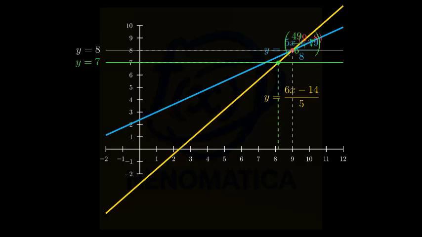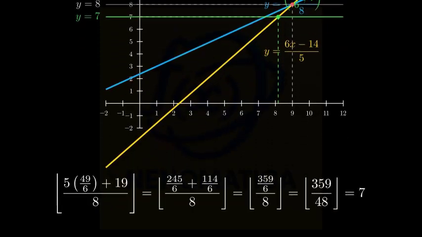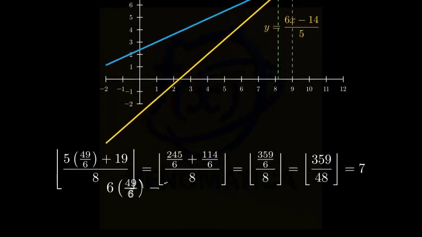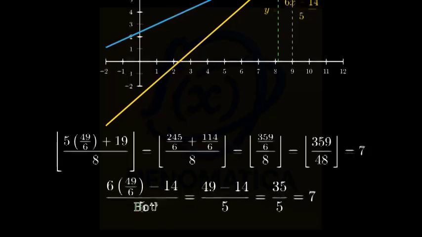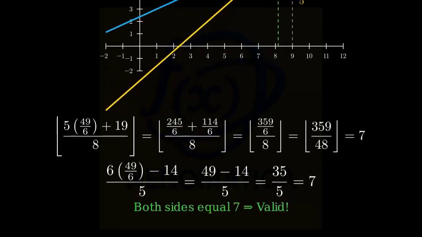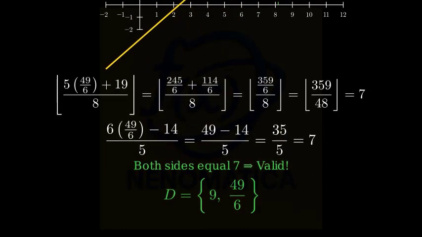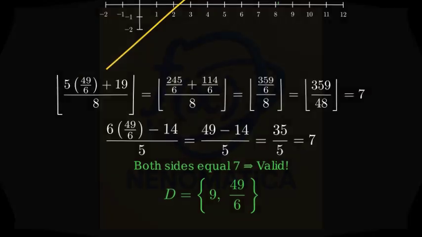Compute the left side. Floor of (5 times 49 over 6 plus 19) over 8 equals floor of 359 over 48, which is 7. The right side is (6 times 49 over 6 minus 14) over 5, which equals 35 over 5 equals 7. Since both sides equal 7, x equals 49 over 6 is also a valid solution. Therefore, the complete solution set is {9, 49 over 6}.